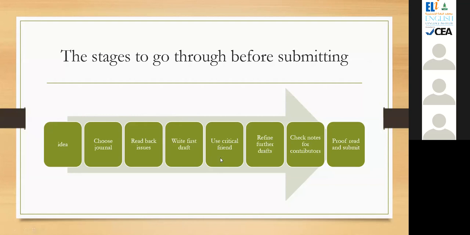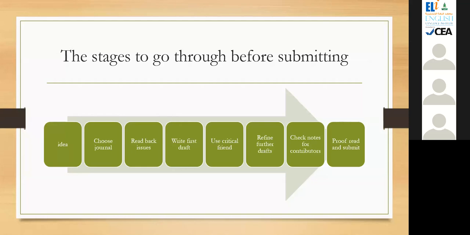Then you use a critical friend. I really advise you to use a critical friend in your field. When we write something, it is very common that we don't see the mistakes because we are reading it over and over. Sometimes we are blind to mistakes. So we use a critical friend.